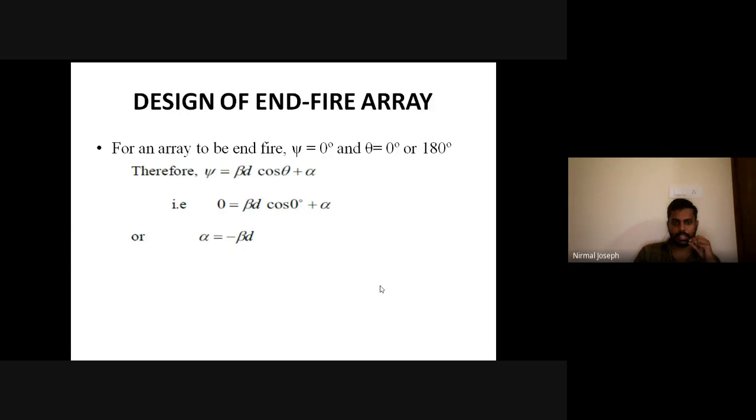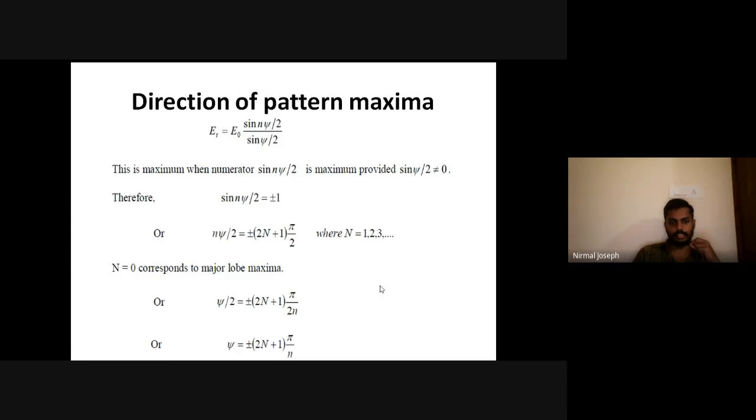So we are taking it as 0 degree. Psi is equal to beta d cos theta plus alpha. We know theta is 0 degree, and cos 0 is 1, so psi should be 0 for better reception. 0 is equal to beta d cos 0 plus alpha, so alpha is equal to minus beta d. That is the general case. Then we find the direction of pattern maxima. Et equals E naught sin n psi by 2 divided by sin psi by 2. This is maximum when the numerator sin n psi by 2 is maximum, provided all steps are the same, and we are going to find out what psi is.